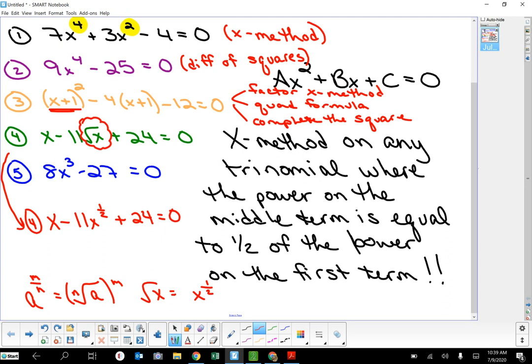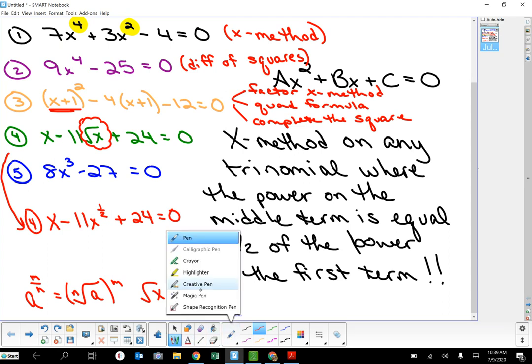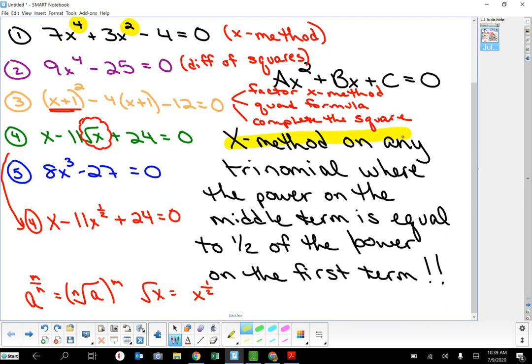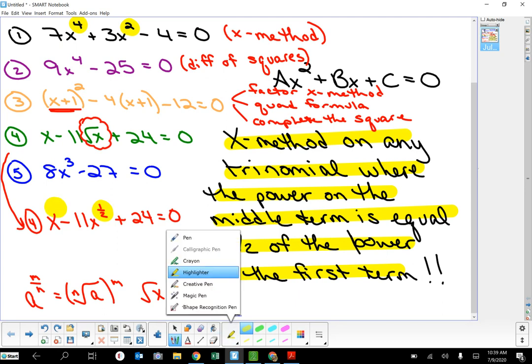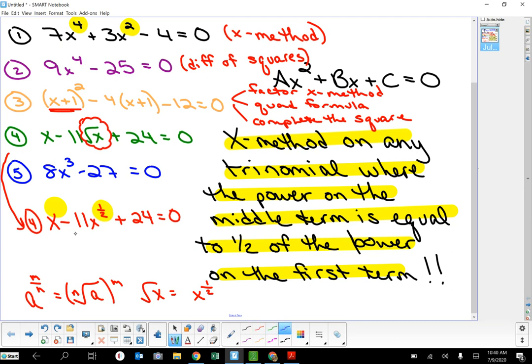And going back to what I just stated over here in black, you can use the x method on any trinomial where the power on the middle term is equal to half of the power on the first term. Well, this is a half, and this is actually 1. So we can x method this problem. It doesn't look like something that you can x method right off the bat, but you can. And then number 5 is a difference of cubes, and we're going to talk about how to solve the second half of that.